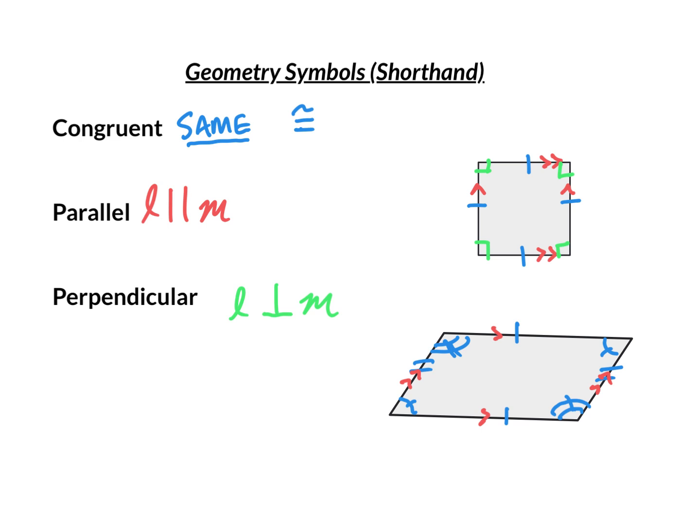So these are some common shorthand ways that you'll see pictures tell you, hey, these sides are the same, or these sides are parallel, or these sides are perpendicular, so that you can use that information to answer questions about the shape.